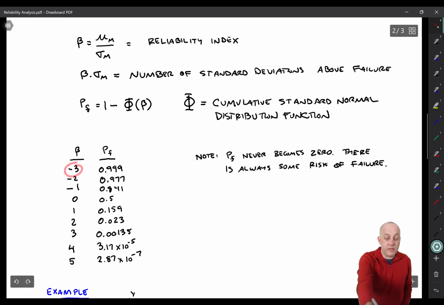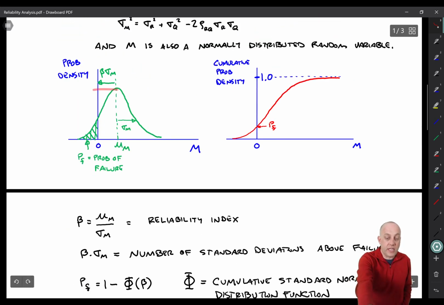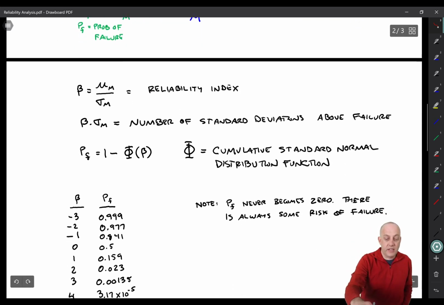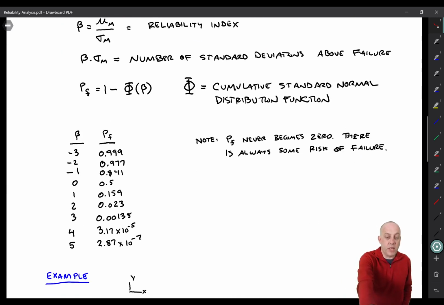If beta is negative, that means that the mean value is actually below 0. Your factor of safety would be less than 1 in that case. And so if beta is -3, the probability of failure is 99.9%. You're almost guaranteed to fail in that case. And then as beta increases, the probability of failure goes down. At -2, it's only 0.977. Once you get to 0, it's 50-50. So if you design it for a factor of safety of 1, half the time it'll fail, half the time it won't fail, as long as you've done an unbiased estimator of factor of safety.